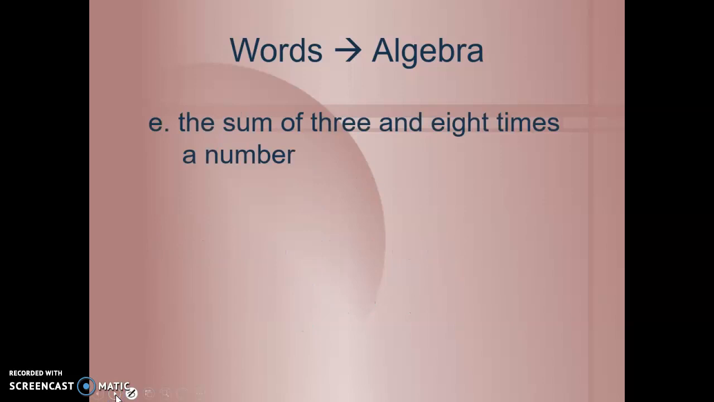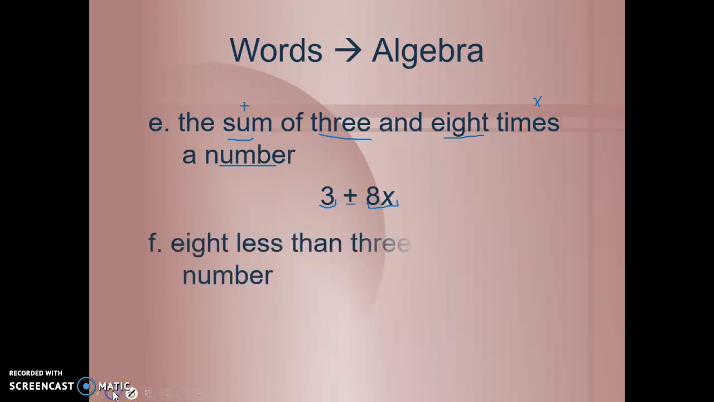Okay, try this one on your own. The sum of 3 and 8 times a number. The sum we know is adding. Times is multiplication. We've got our variable, we've got a number here and a number here. It should look like this: the sum of 3 and 8 times a number, 3 + 8x, or 8n, or whatever variable you used.